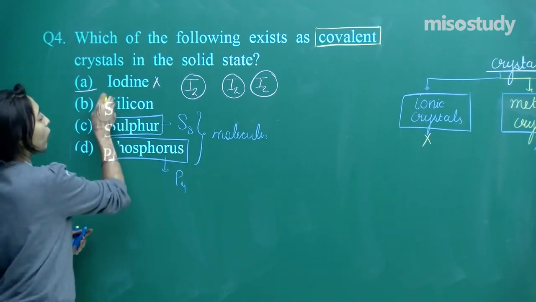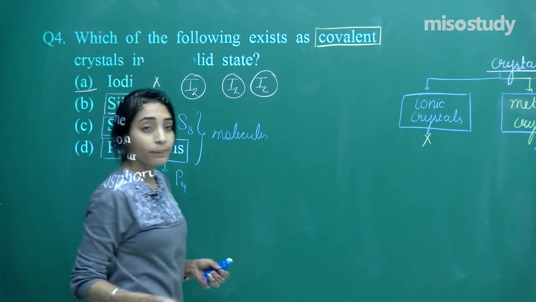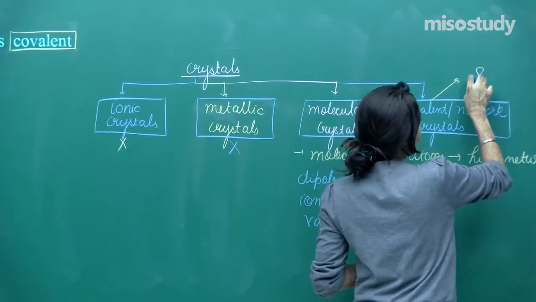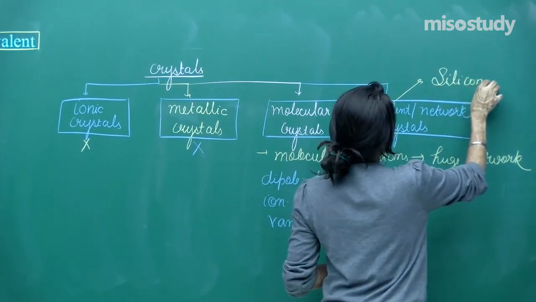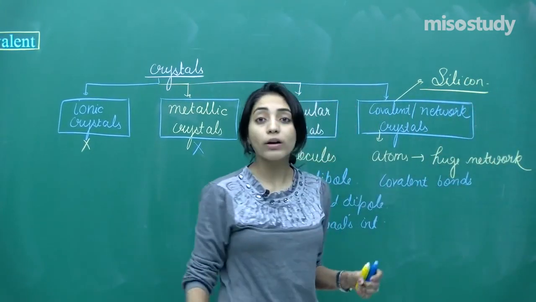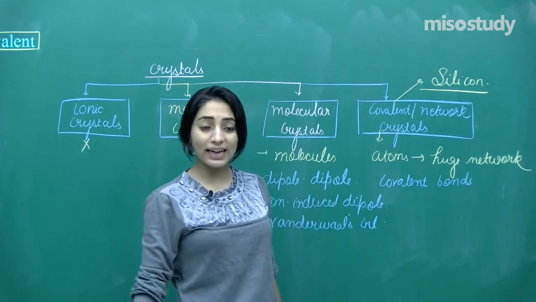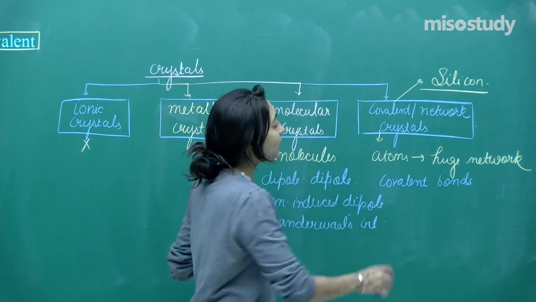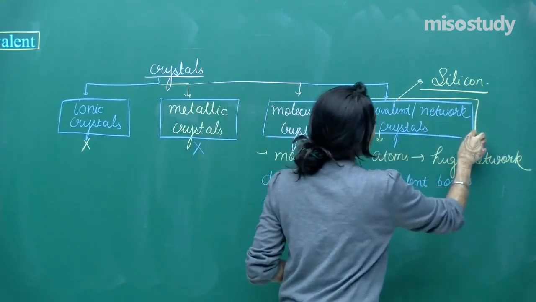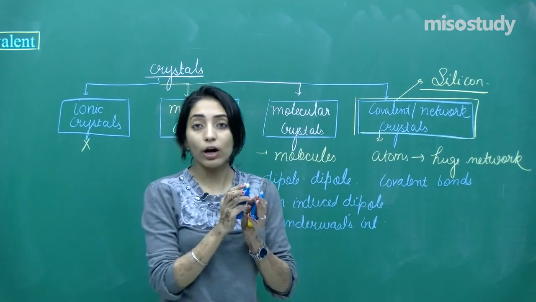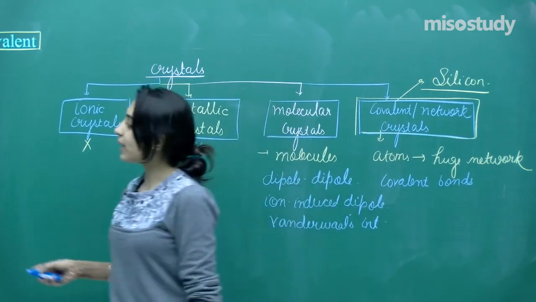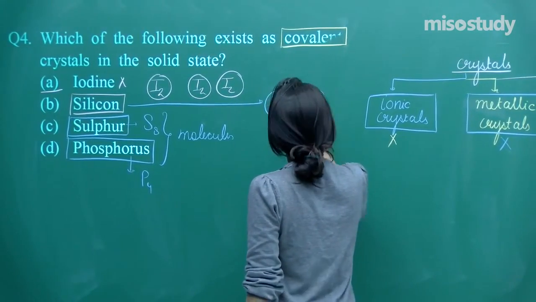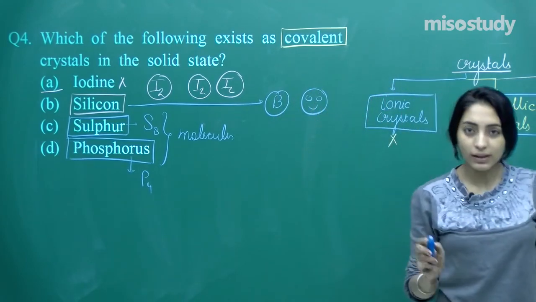However, if you take another atom, which is silicon, guys, if you see the structure of silicon, it actually exists as a dense network or covalent solid. You must have considered the cases of silicon compounds. You must have considered silica, which is sand. So all of these things are available in nature in the form of covalent crystals or network crystals, and hence making option number B the correct answer for this particular question.